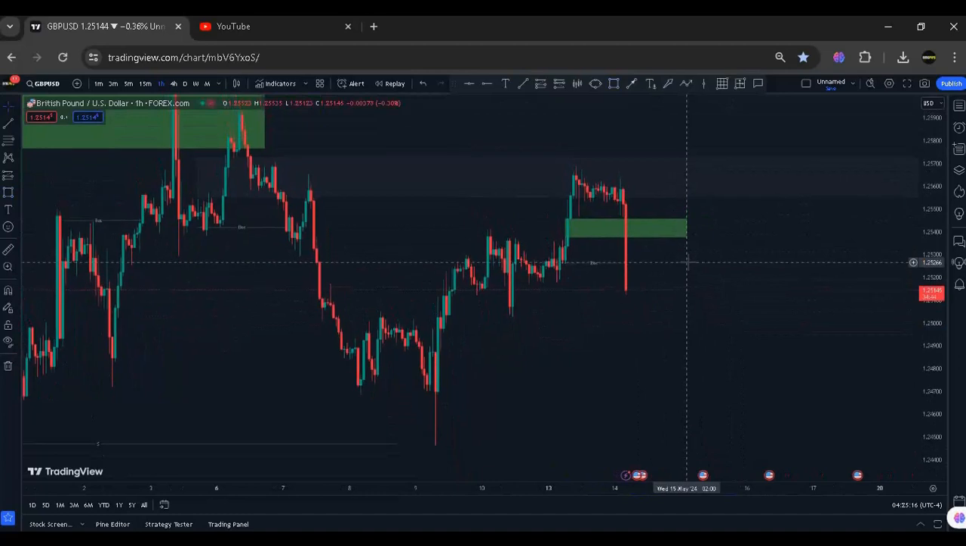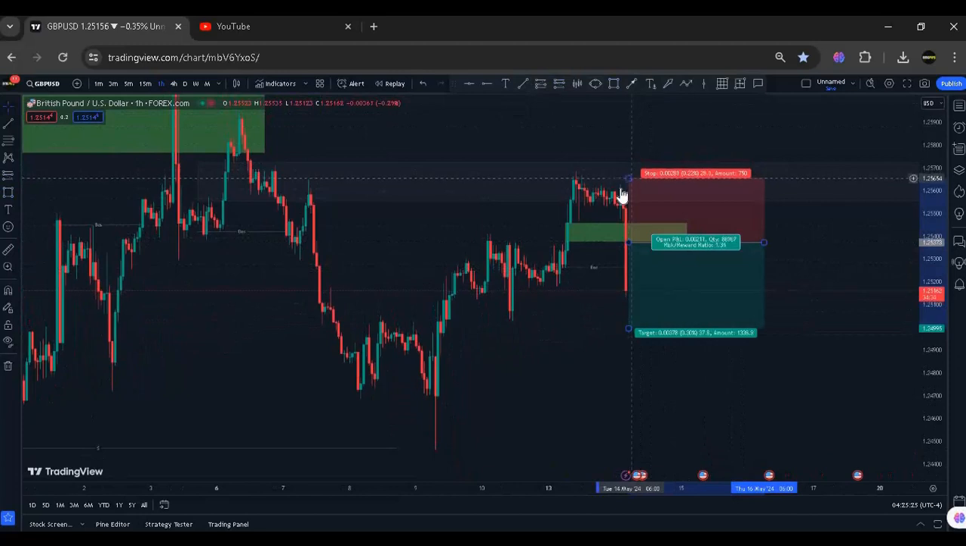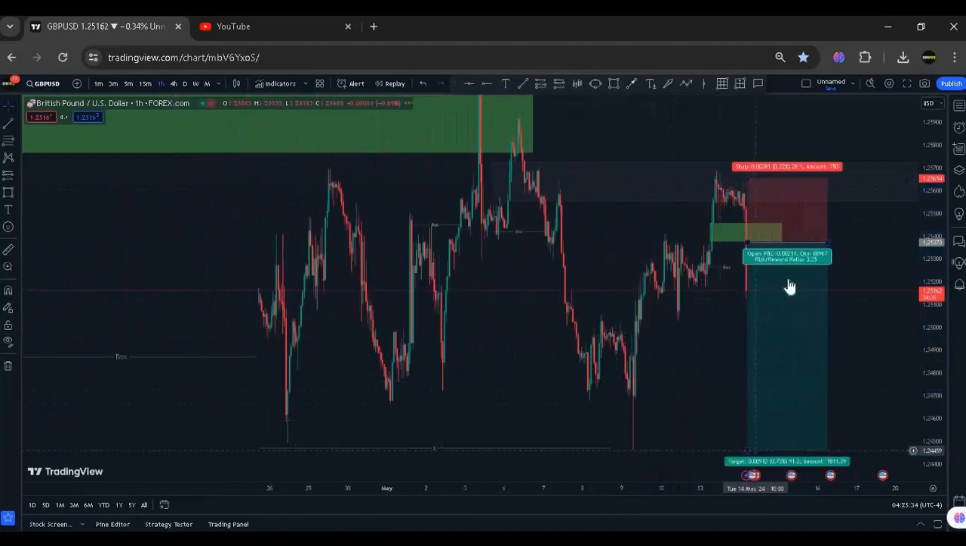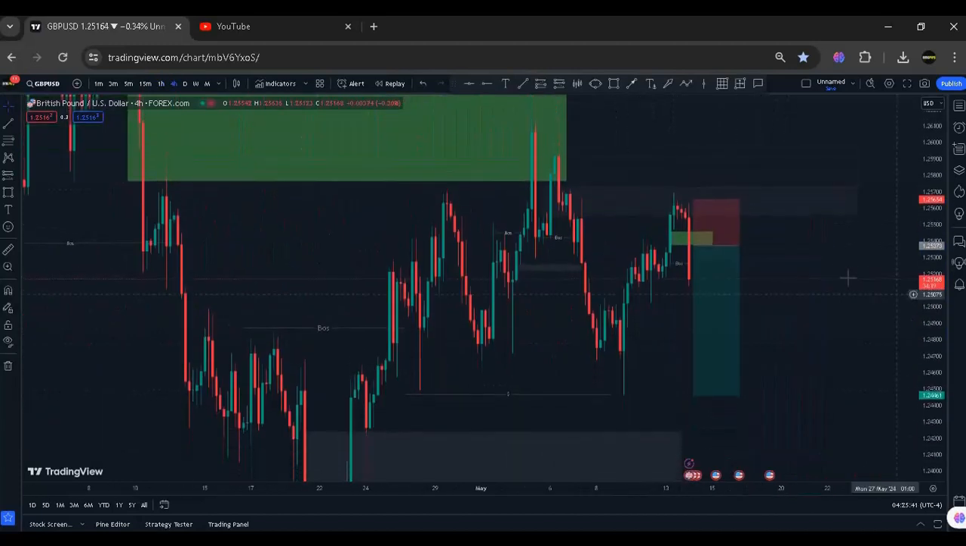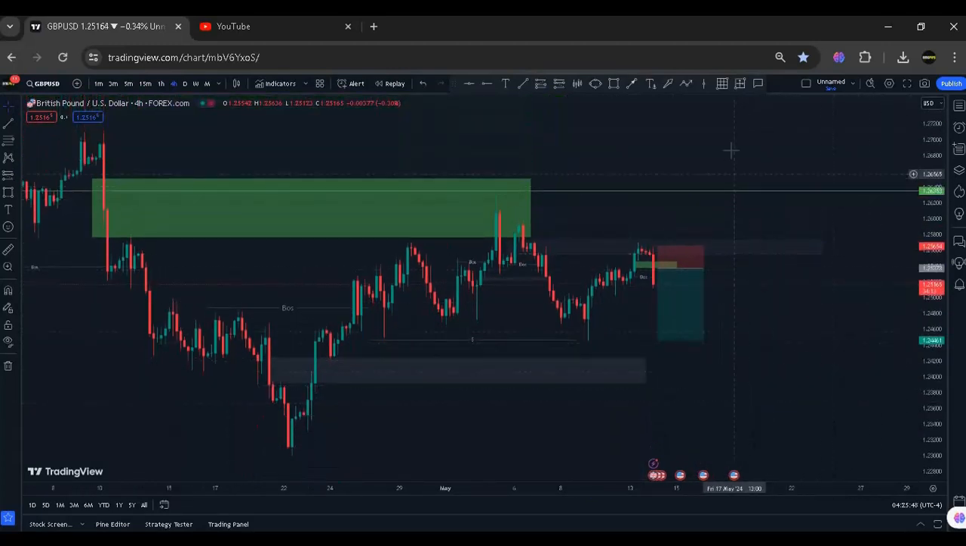And since we have that inverse fair value gap, I can say I'll have an entry right there, put my stop loss above this high, then place my TP on these relative equal lows, right? That's a 3% setup. So ultimately I'm looking to buy price, right?